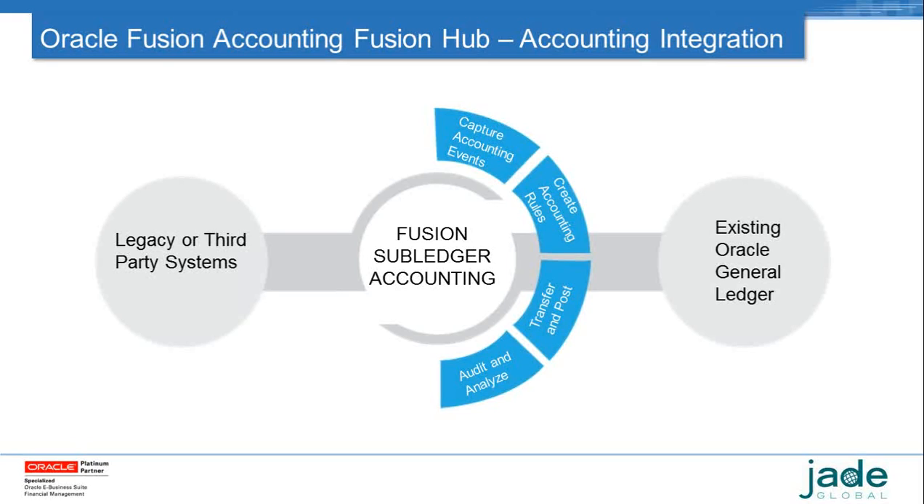There are a few steps here. First you capture accounting events, you create accounting rules, you transfer and post the journals, and you run some audit and analysis reports.